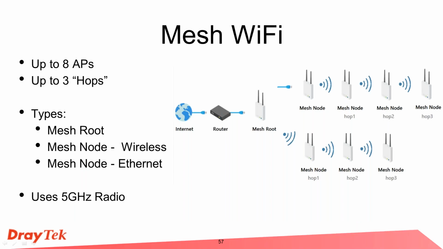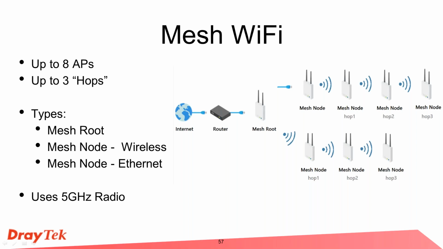Okay, and I think this is my final slide on mesh. In terms of mesh, you've got 8 access points that can be configured in a mesh, and they can be wired or they can be wireless. But wherever you have a wireless connection, you do get a little bit of latency, so that's something to bear in mind if you're setting up a mesh network.